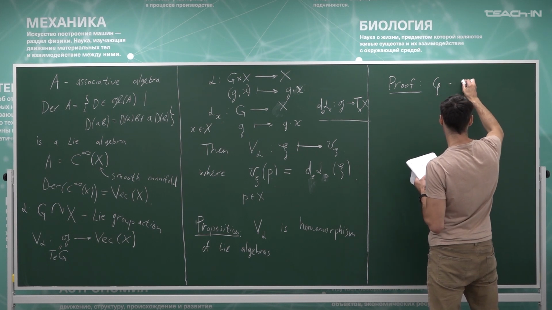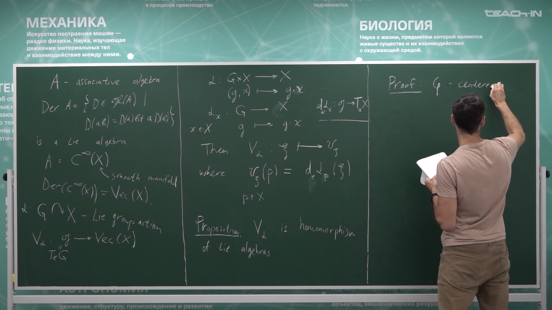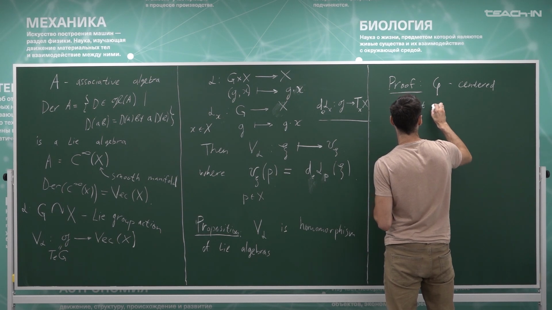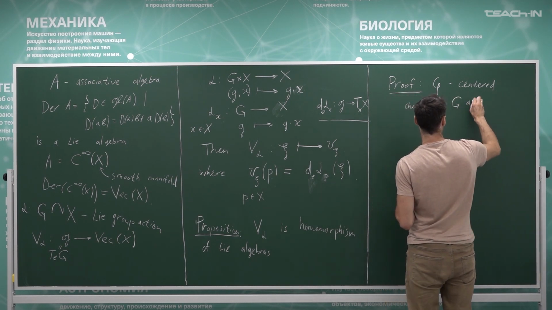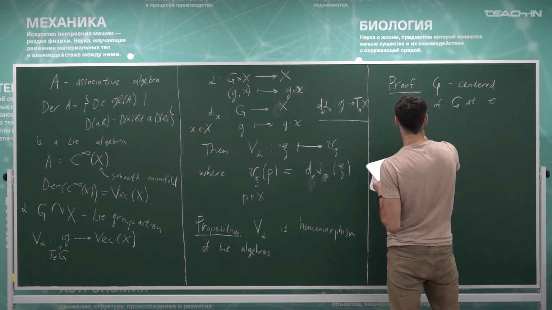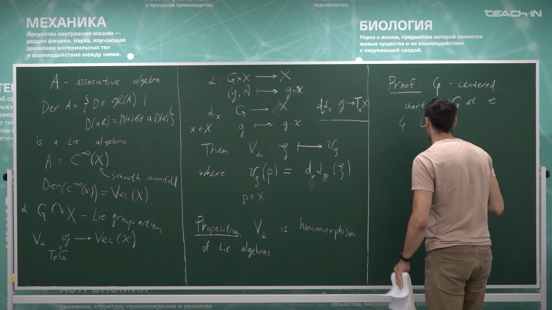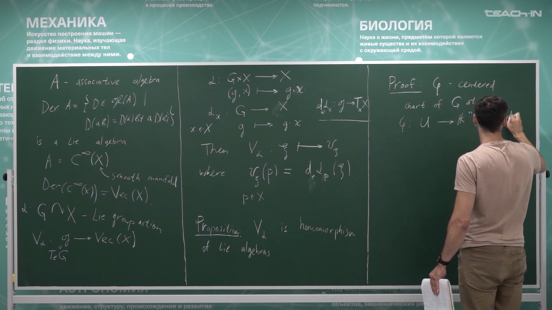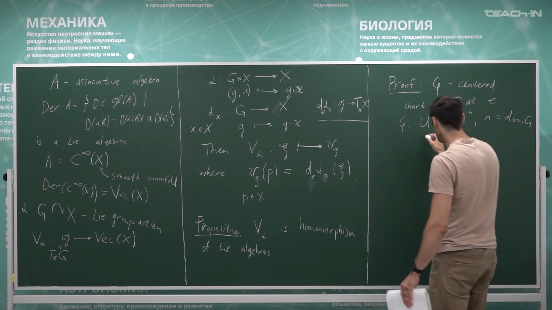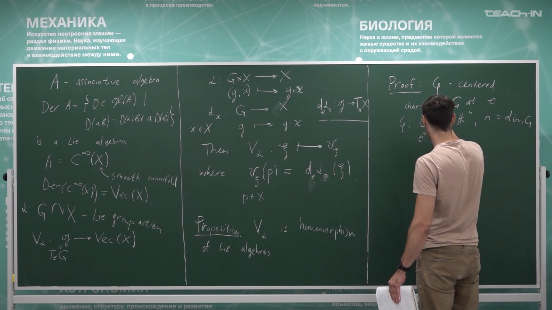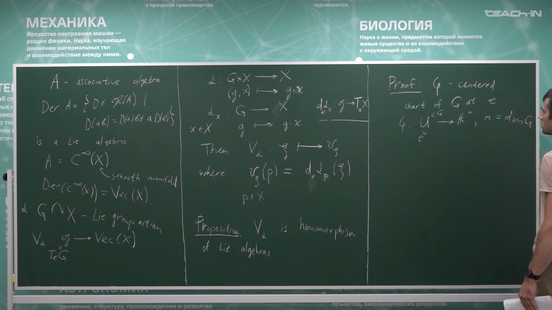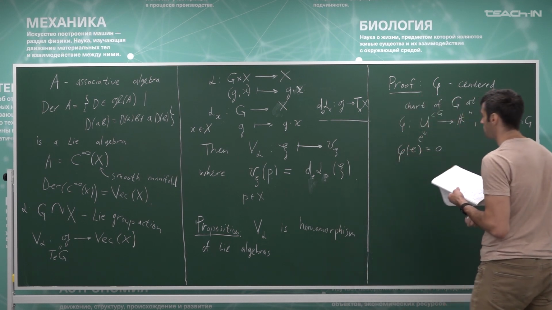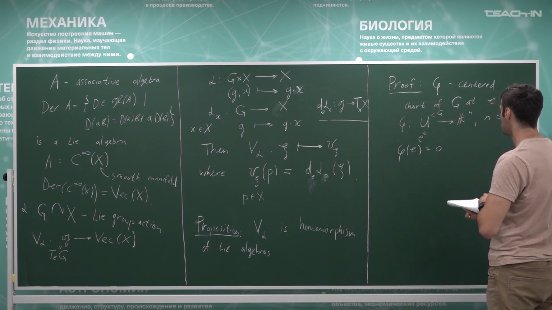It is again a centered chart of G at E, meaning that it is a map from U to K^n, n being the dimension of G, and E lives in here, and U lives in G. And phi of E is 0. So suppose that we have a chart around identity like this.